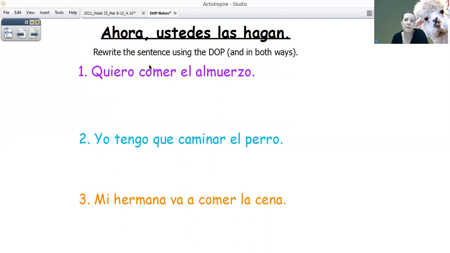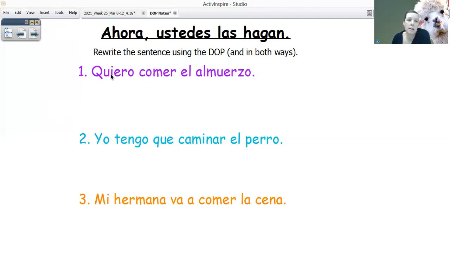So rewrite the sentences using the direct object pronoun, and do it in both ways. So if these have two verbs, right? Quiero comer, tengo que caminar, va a comer. Each first phrase is considered one verb, and the infinitive is considered the second. All right, so replace them.